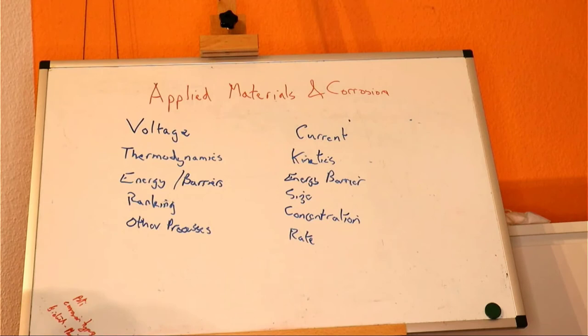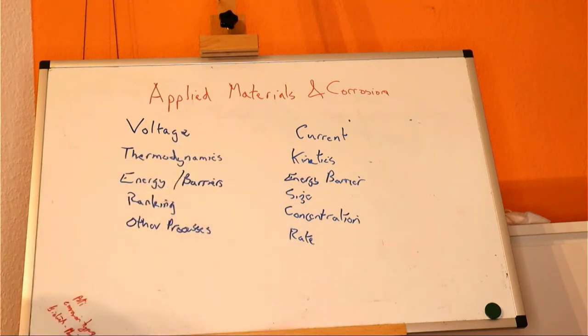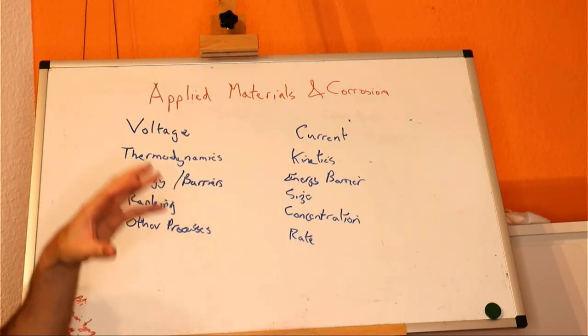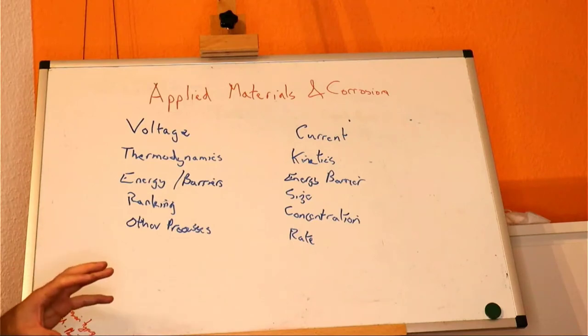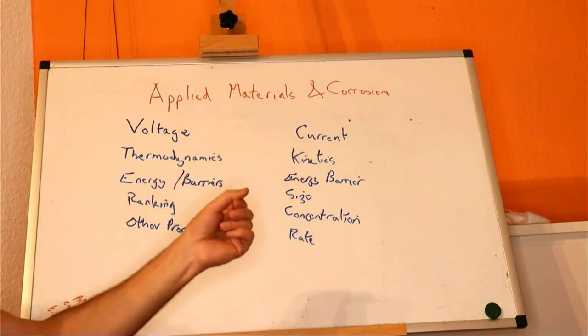If oxygen is applied, or bleach or something, an oxidizing agent of some kind, then it will start, and we can predict which ones will be able to do that and which ones won't, or what concentration of oxygen will be required to set it off. Current is more about kinetics. So if we were looking at a normal reaction, we would think of the current as the kinetics of the reaction and the voltage as the thermodynamics of the reaction, which is obviously concerned with an energy barrier.